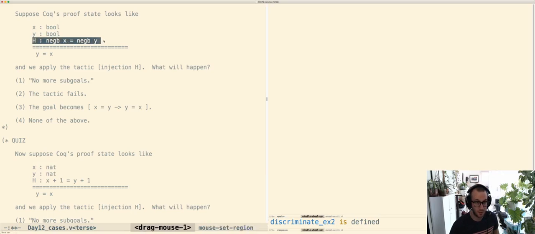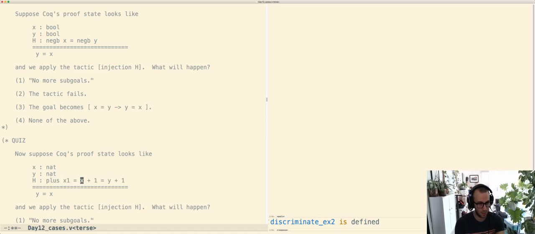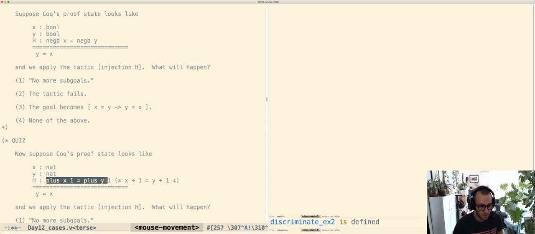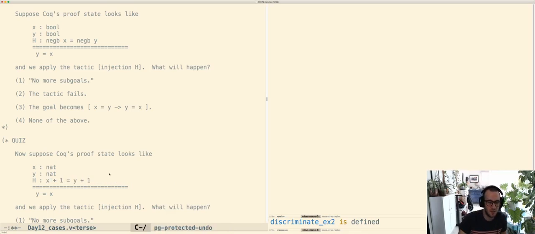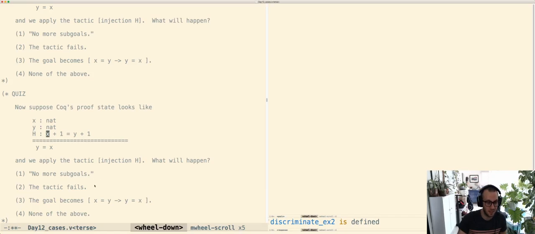Here we have an equality between a function and the variables. Here we have an equality between the function and the variables. I could have changed this to plus x 1 equals plus y 1. Right? Those are the same. So these are just functions. These are user-defined functions. This is exactly the same situation we just saw. We've just changed the types and we've changed the functions. The answer is the tactic fails. Injection only works on constructors.